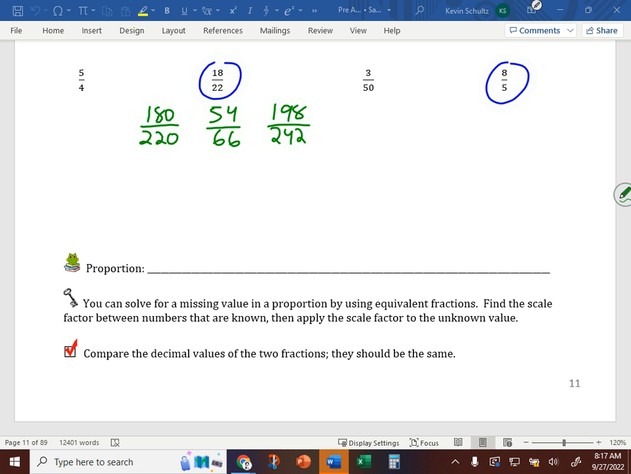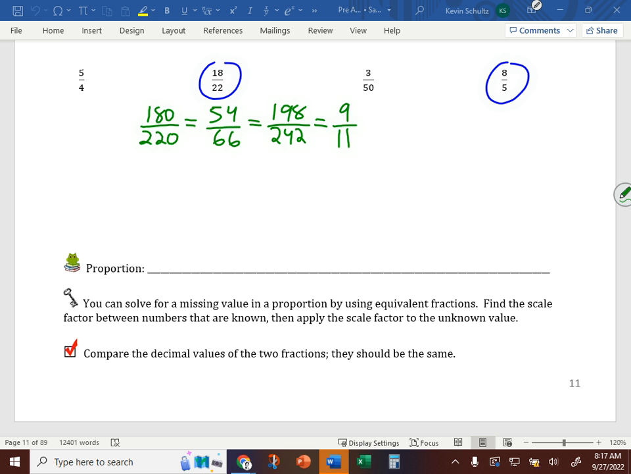Anyone divide here? Go the other way, Zoe? Okay, and you got 9/11ths. All of these fractions, if you put them into a calculator, have the same decimal value. They're all equivalent. Okay, good.